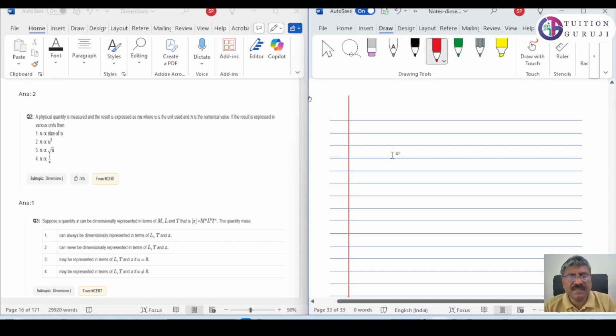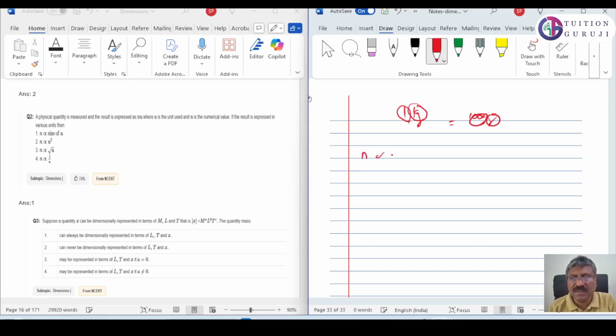A physical quantity is measured and the result is expressed as n into u, where u is the unit used and n is the numerical value. If the result is expressed in various units, then now let us see 1 kg. 1 kg can be expressed as 1000 grams. Here what happens? The numerical value increases. And then what happens? The unit reduces. Okay, it's a smaller unit.